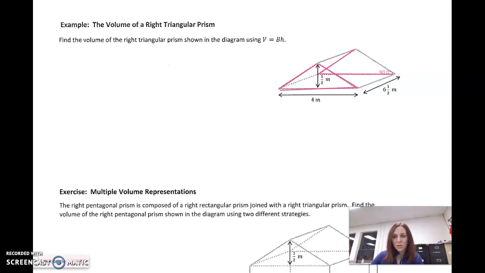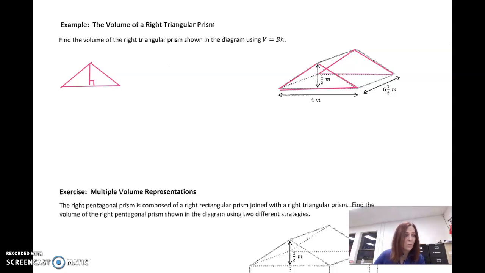It's a right triangular prism. My advice to you is to take the base and redraw it somewhere else. It doesn't have to be exact, but draw it, and then you can just focus on this, because remember, we need the area of the base.